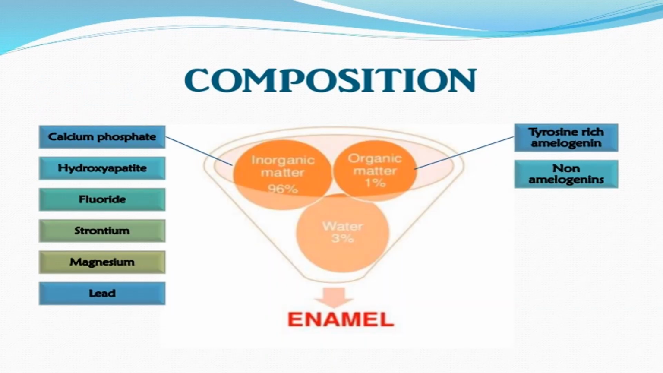So what is enamel composed of? It consists of inorganic matter 96%, organic matter 1%, and water 3%. Organic matter includes tyrosine-rich amelogenins and non-amelogenins. Inorganic matter includes calcium phosphate, hydroxyapatite crystals, fluoride, strontium, magnesium, and lead. And apart from this, it constitutes 3% of water.